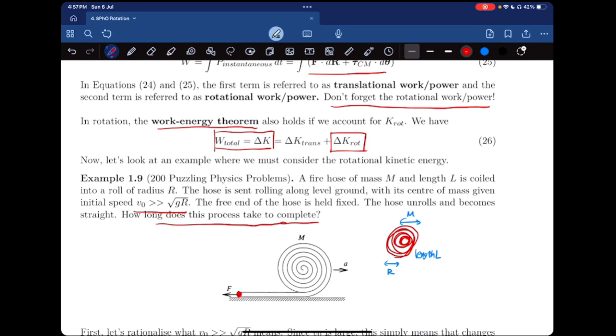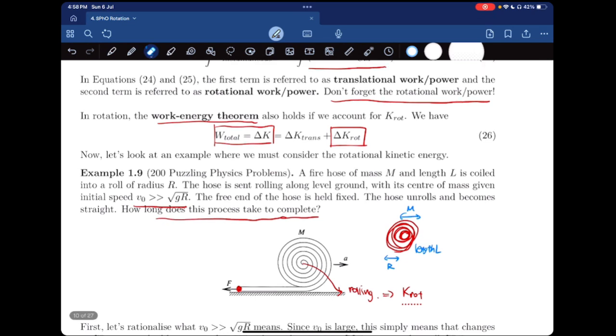Okay. So clearly there's some rolling involved, right? Because this part of the hose is rolling. So clearly you know that you need to consider rotational KE, and from there you have to do something with energy. So you might think about using energy for this. But first, let's rationalize what this means from just now.